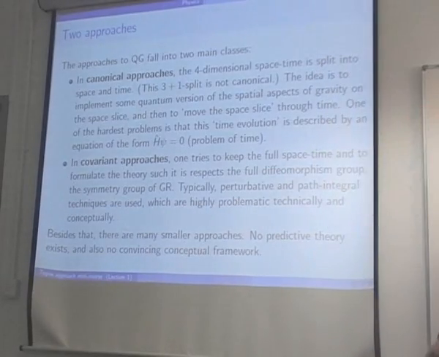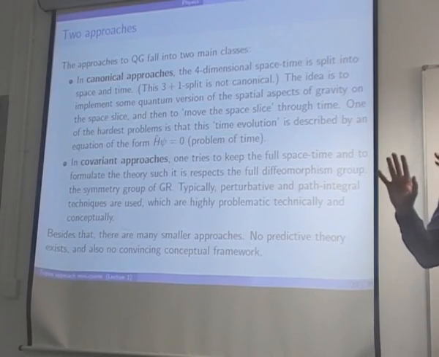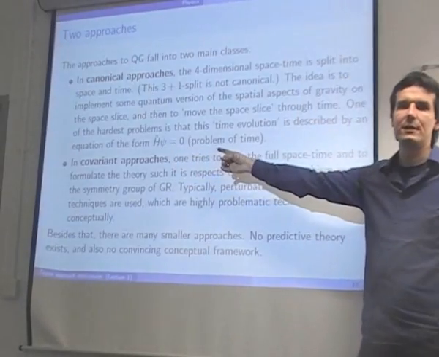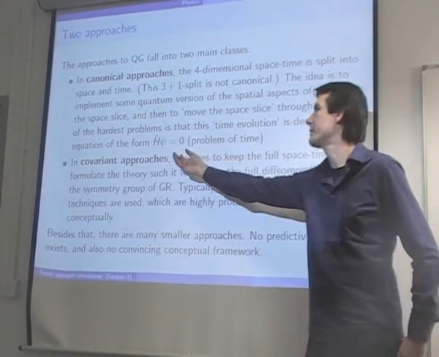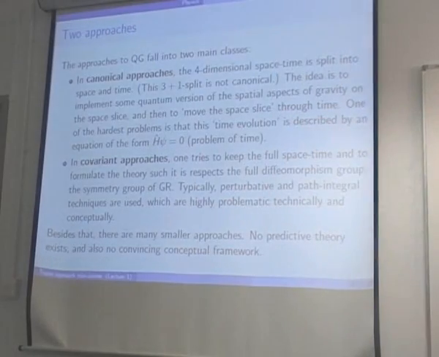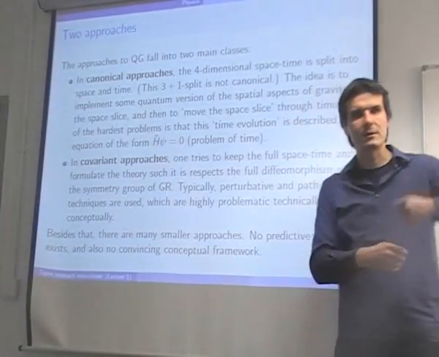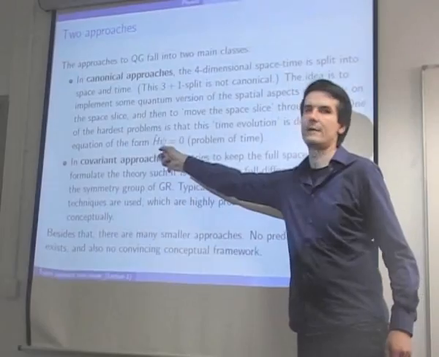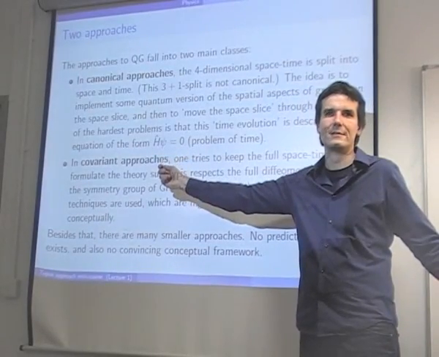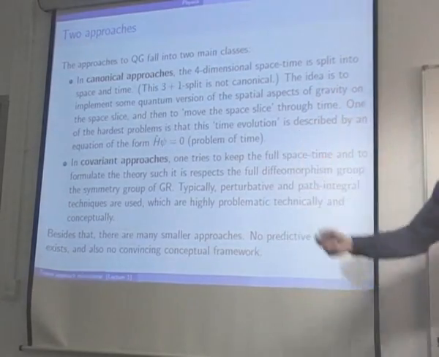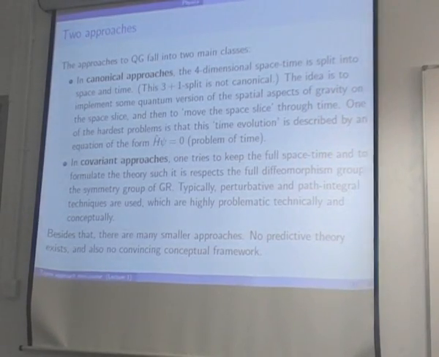And one of the hardest problems that you come upon there is that this time evolution, if you like to call it that, is described by an equation of this form, and that's very odd. The reason is equations in this canonical approach are constraint equations, and they take this form. It seems that your Hamiltonian, which describes the time evolution, should annihilate your quantum state. This is very odd. It's very hard interpretationally to see what to do about this. This is the problem of time, well, the associated interpretation problems.